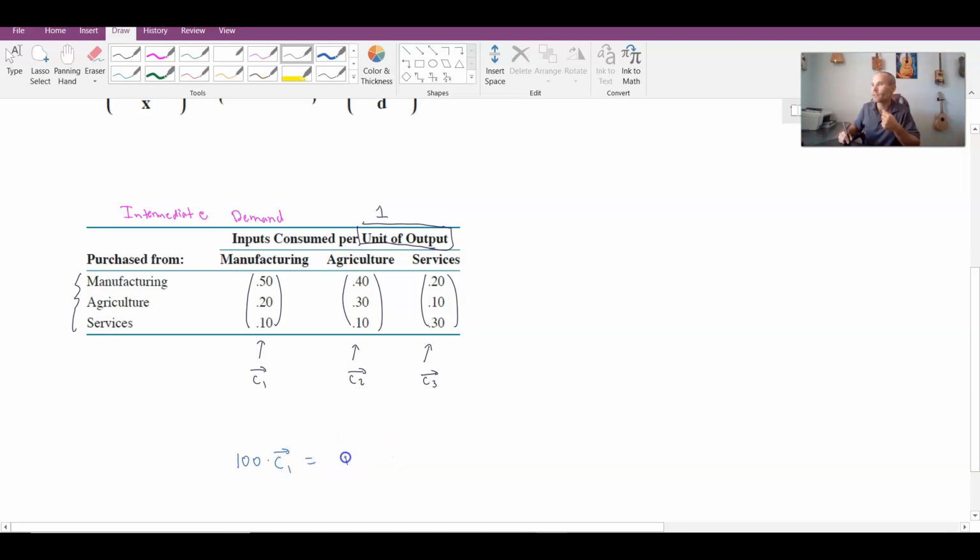Well, that would be 100 times all of the values in here, 0.5, 0.2, and 0.1. Now what we know is that we would require 50 cents of manufacturing to produce 1 unit of manufacturing. But what we're asking for is, what if we produce 100 units of manufacturing? Well, this means that we would need, we'll just say this is in dollars, $50 worth of manufacturing goods. We would need $20 worth of agricultural goods, and we would need $10 worth of services. So that is for 100 units.